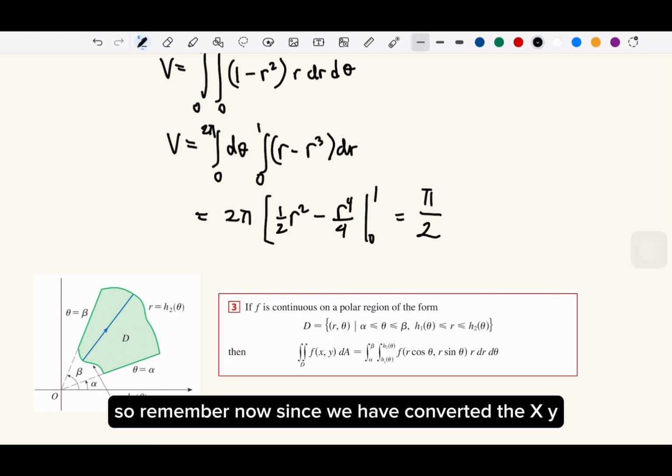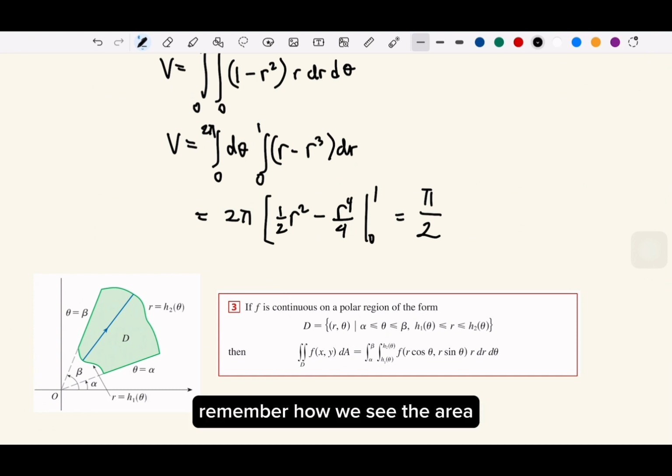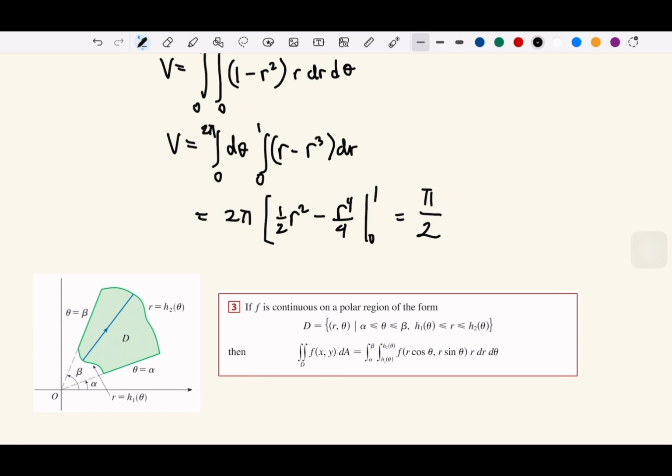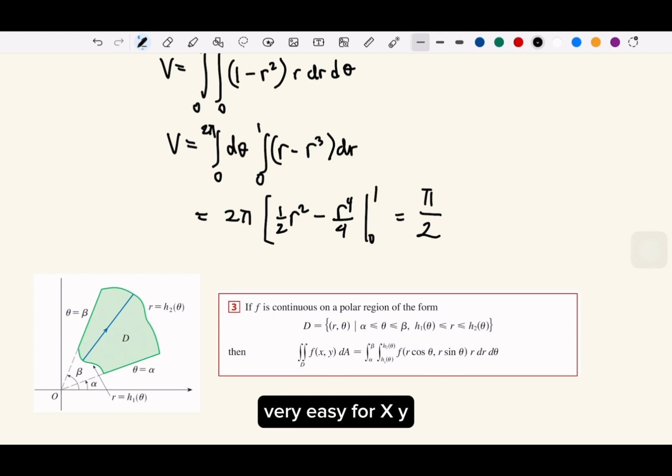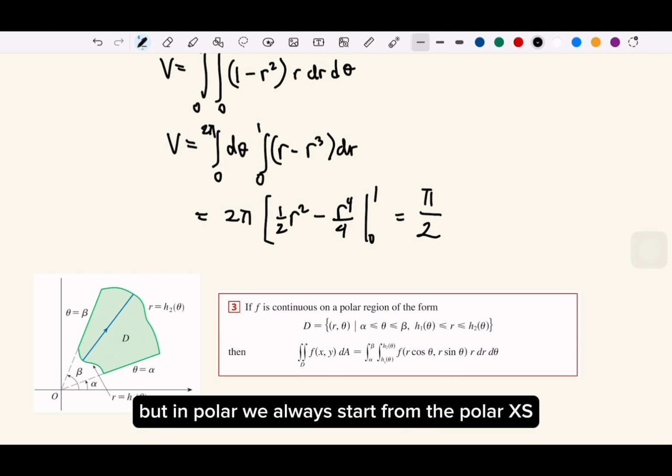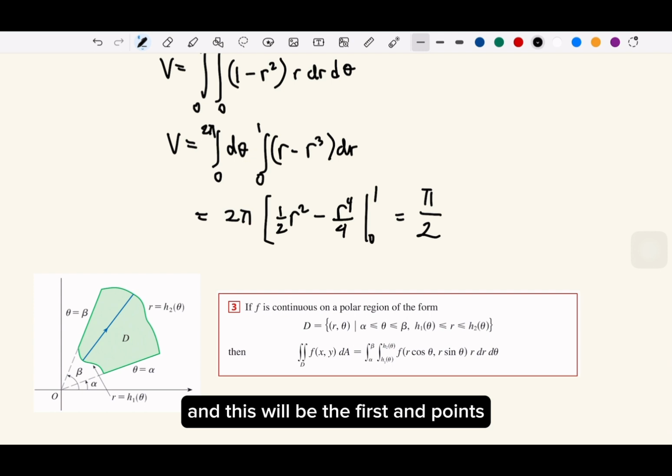So remember, now that we have converted from xy, we also need to change our perspective into polar. Remember how we see the area in polar: it is stated by the polar axis, starting here, and then we start moving like this. It's very different from xy, where we see the functions, this one is on the top, this one is on the bottom, this minus this, very clear and easy. But in polar, we always start from the polar axis, and this will be the first endpoint, and this will be the second one.